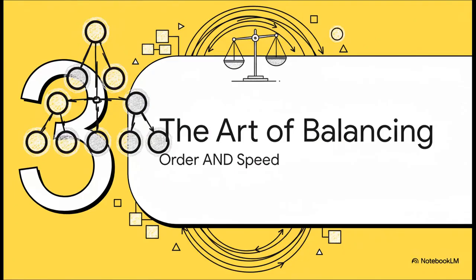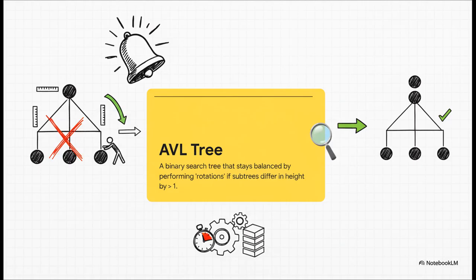Okay, so how do we fix this? How do we get the best of both worlds? We want the order of a tree, but we need that guaranteed speed. This is where we get into some of the most beautiful and clever ideas in all of computer science. We need a tree that knows how to balance itself. So first up, let's meet the AVL tree, one of the first self-balancing trees ever.